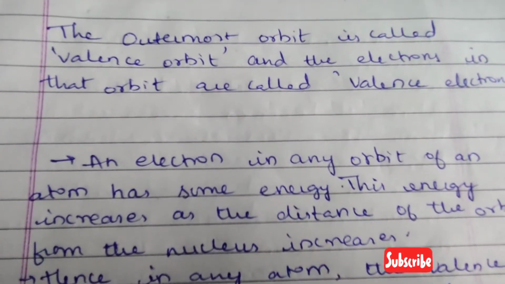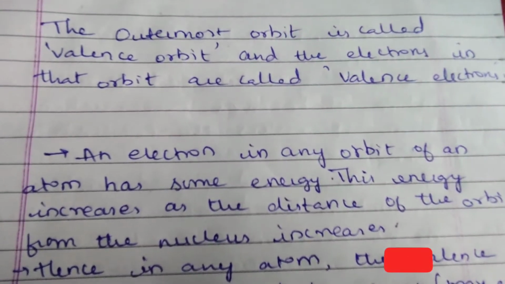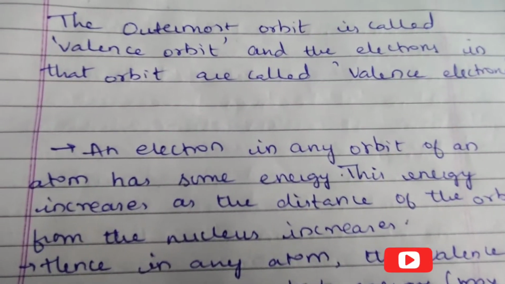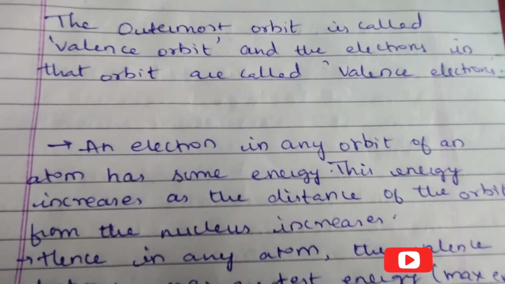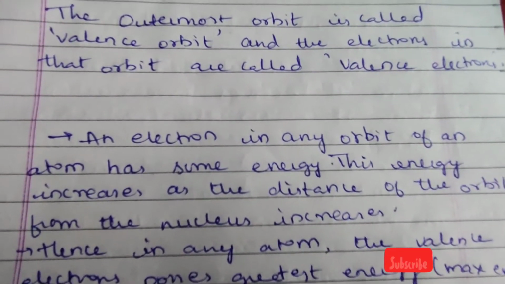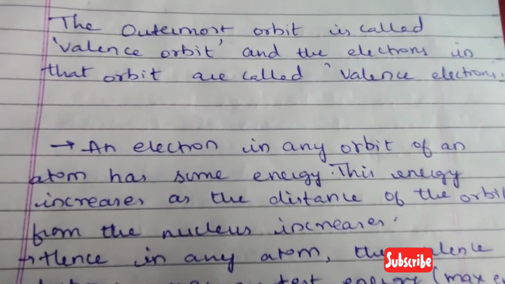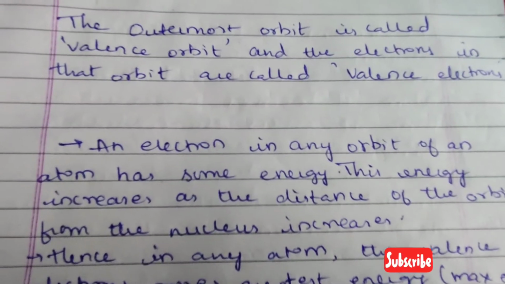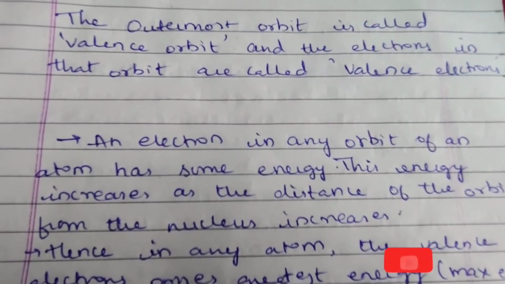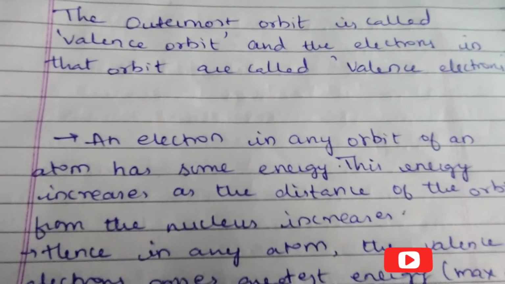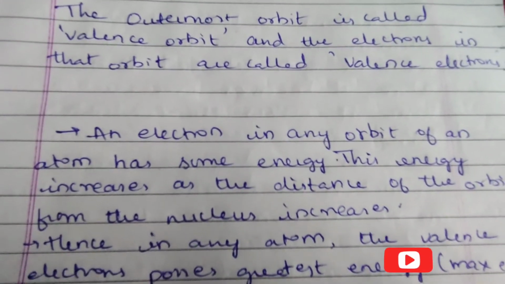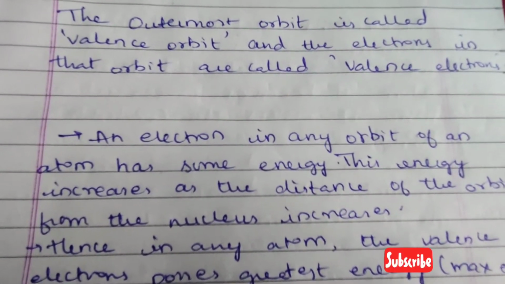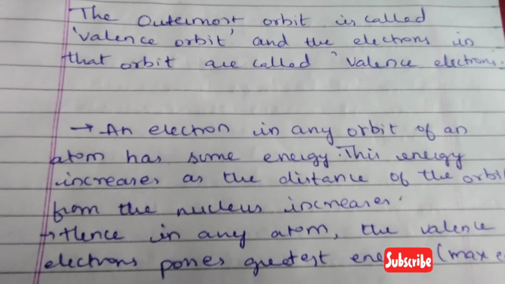This last orbit, the outermost orbit, is called the valence orbit, and the electrons in that last orbit are called valence electrons. You should be very clear what is meant by valence electrons. By the name itself you can remember, valence is nothing but the last one. The electrons in the last orbit are called valence electrons.